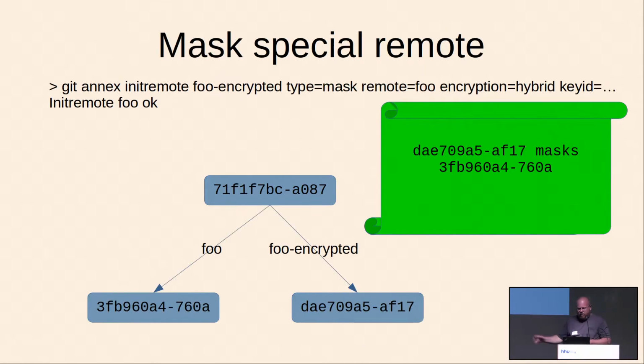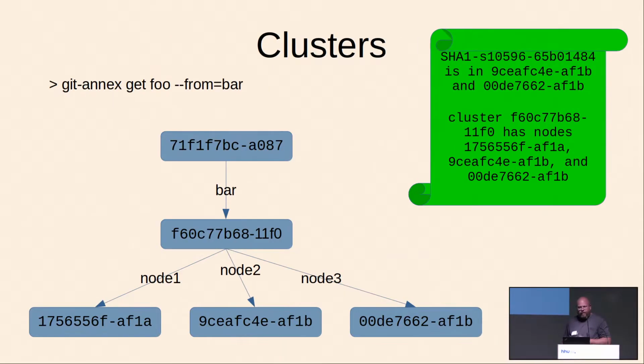And when you use it, all that happens is if you're getting a file and it's on the foo encrypted remote, all that git-annex does is it downloads the encrypted file from the foo remote, decrypts it, and then there you got it. So it's basically a transparent encryption layer. Very simple, really. Okay, I think I have just enough time to get to the last thing I wanted to talk about, which is the kind of behemoth of it all, which is cluster support.